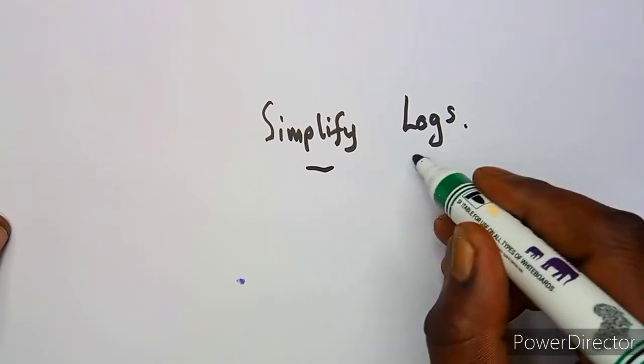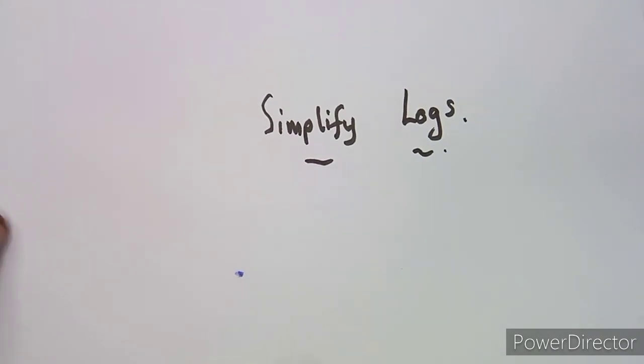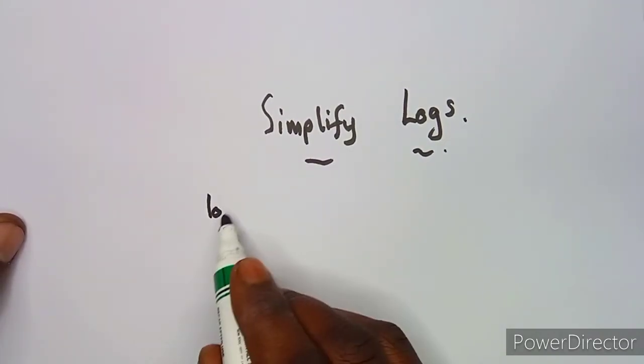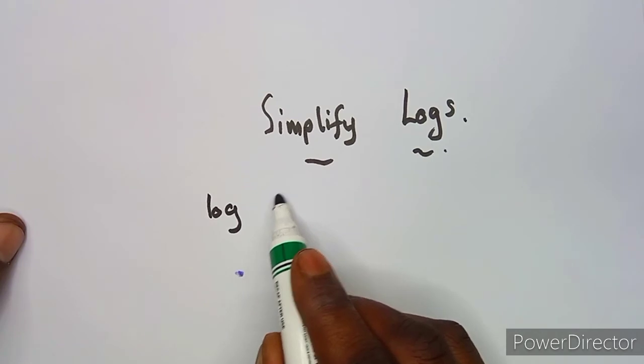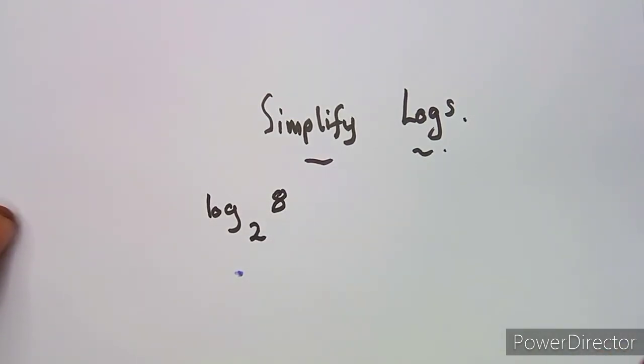How can I simplify a logarithm? Let's take for an example that we have got log of 8 in base 2. Yes, we know that our calculators can give us an answer there. But the question on logarithms is always, do not use a calculator.